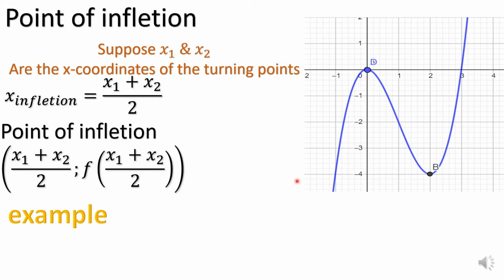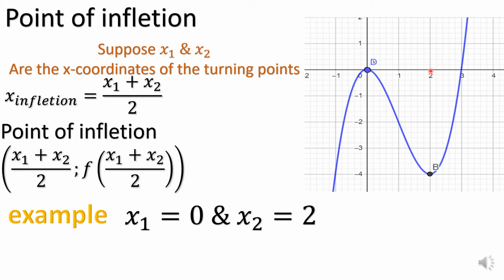Now, let's say we have x1, which is the x coordinate of the turning point D, and x2 is the x coordinate of the turning point B. As you can see, x1 is equal to 0 here, and x2 is equal to 2 here.